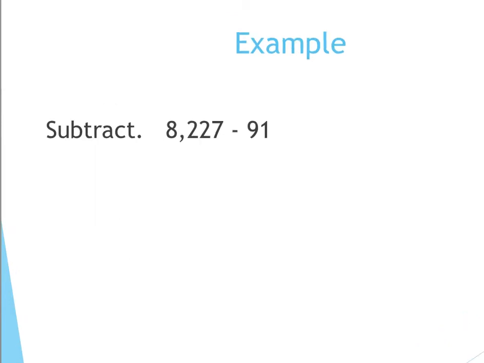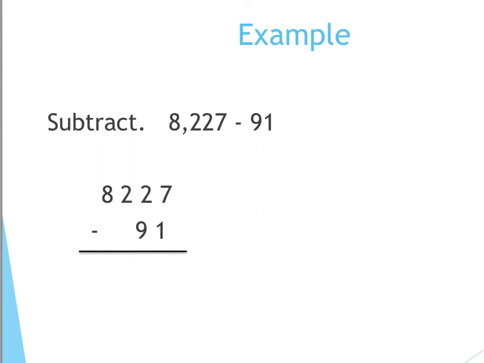Now if we want to subtract this one and look at 8,227 minus 91, we again first want to make sure to line them up vertically. And notice that the 1 is underneath the 7 because that is the ones digit, and the 9 is underneath the 2 because that is the tens digit. We have nothing here in the hundreds digit or in the thousands digit. If it makes it easier for you, you can write in zeros there.